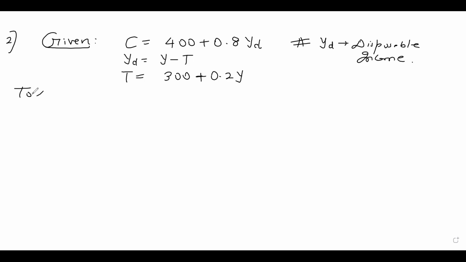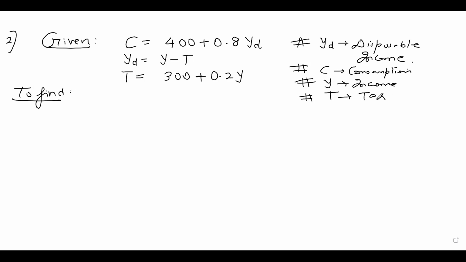What do we need to find out? You know that C denotes consumption. I'm writing for perfect clarity so that students are not getting confused. C denotes consumption, Y denotes your income, and T denotes the tax. You should be familiar with all the symbols. The objective is to find out the marginal propensity to consume, which is nothing but the derivative of the consumption function with respect to income.